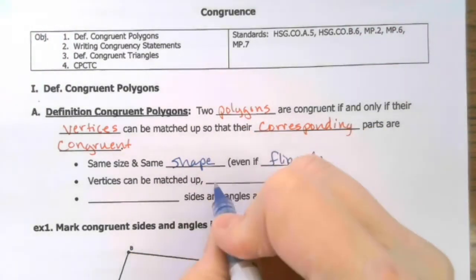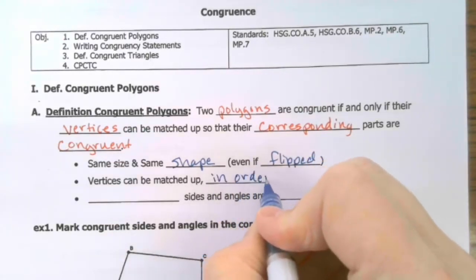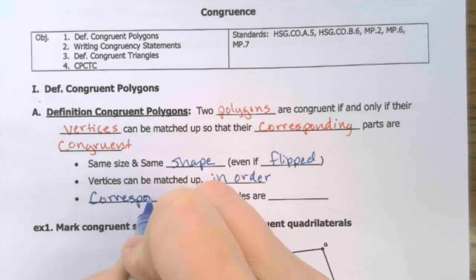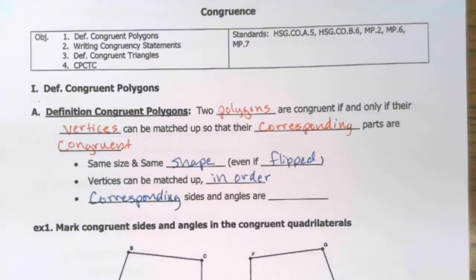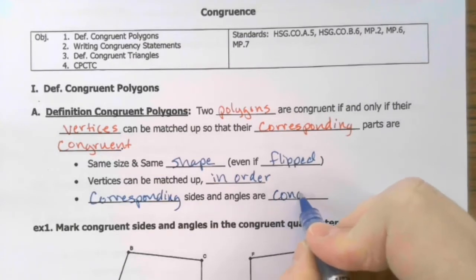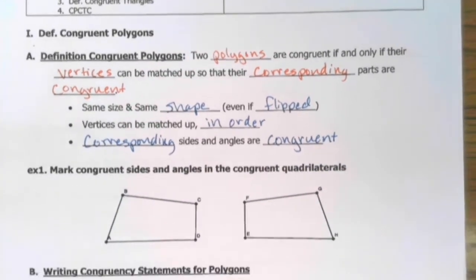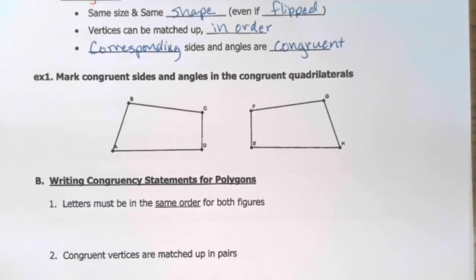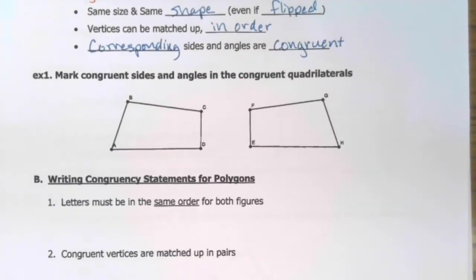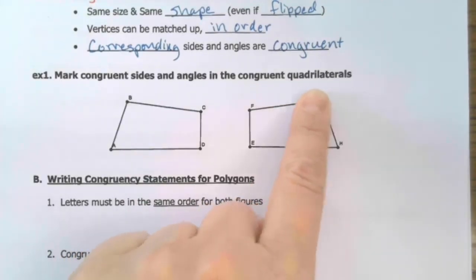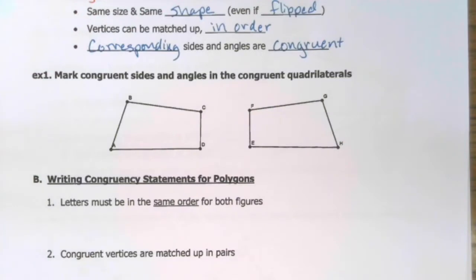Vertices can be matched up in order, and corresponding sides and angles are congruent. You're going to hear corresponding quite a bit in this section. So here's an example. Mark congruent sides and angles in the congruent quadrilaterals. Quad, four; lateral, sided. Congruent, four-sided figures. So we're going to do this by side. So let's start with the sides.